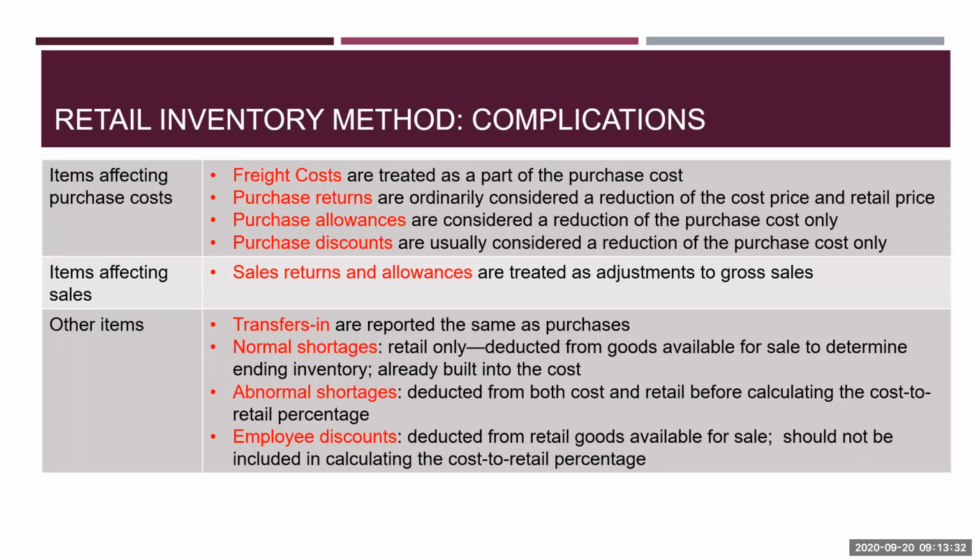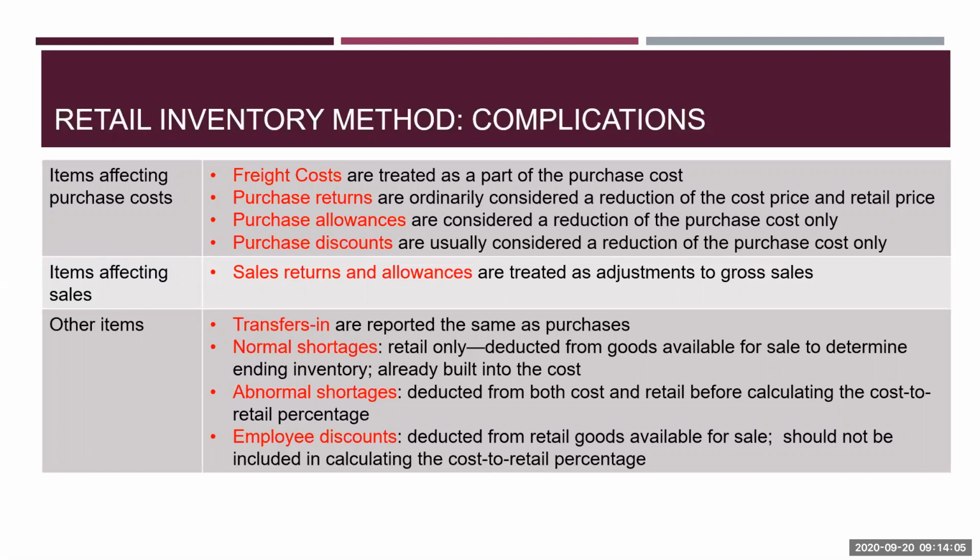With the retail inventory method, the complications we have are the items affecting purchase cost. Freight costs are treated as part of the purchase cost, and your purchase returns, purchase allowances, and purchase discounts are also part of your purchases. So we will take net purchases: total purchases minus purchase returns, purchase allowances, and purchase discounts. The sales returns and allowances are treated as adjustments to gross sales.